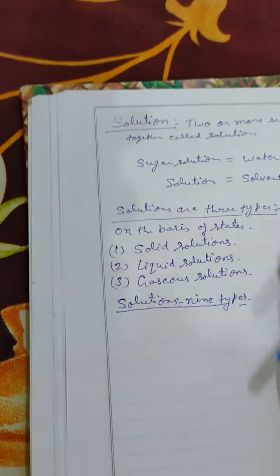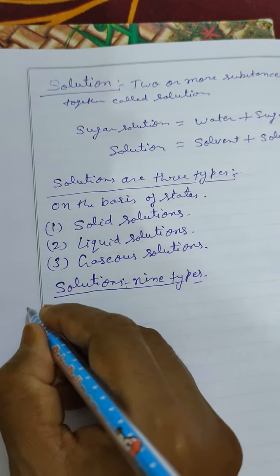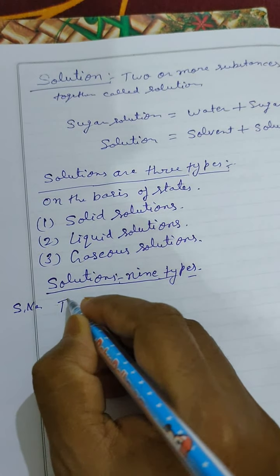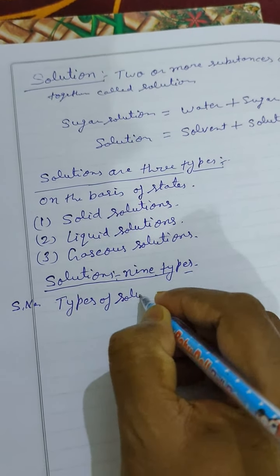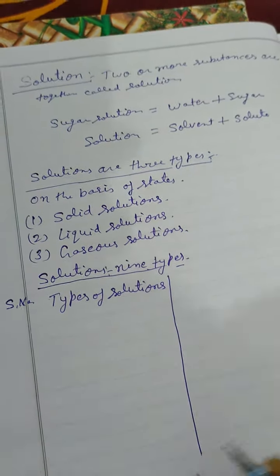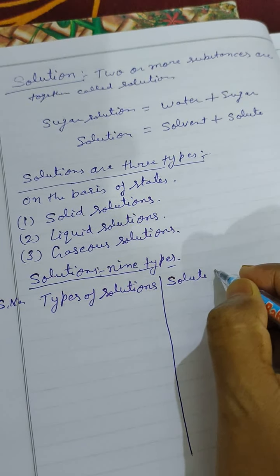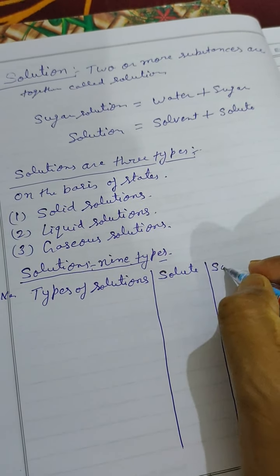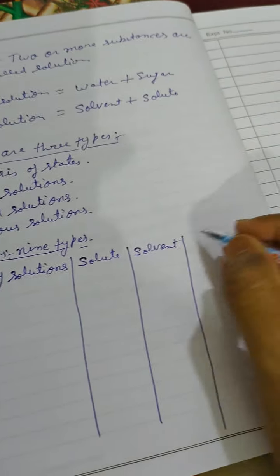Okay. Types of solution, make a first table. First column is the serial number. Next column, types of solutions. Next column, solute, which is less in amount compared to the solvent. Next column, solvent. Last column, for example.